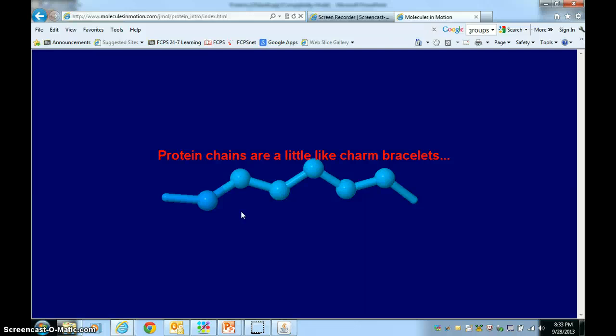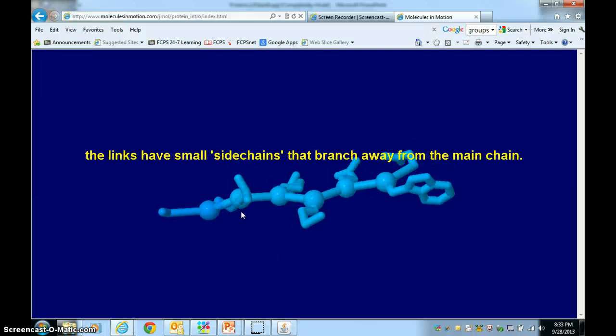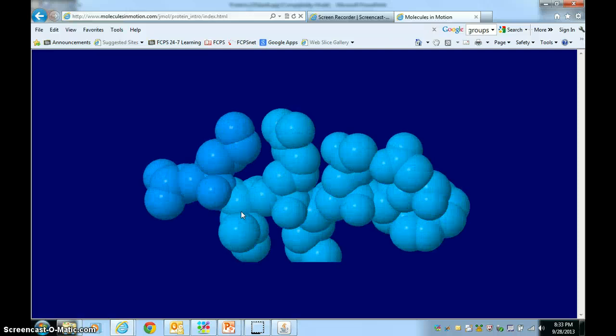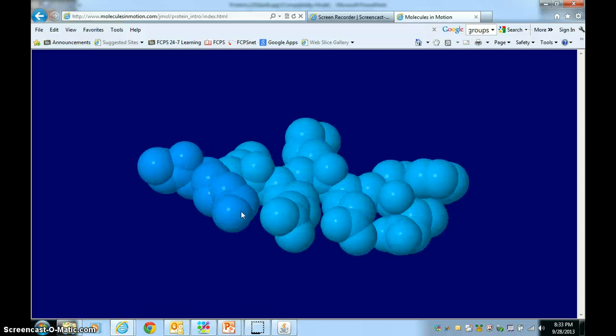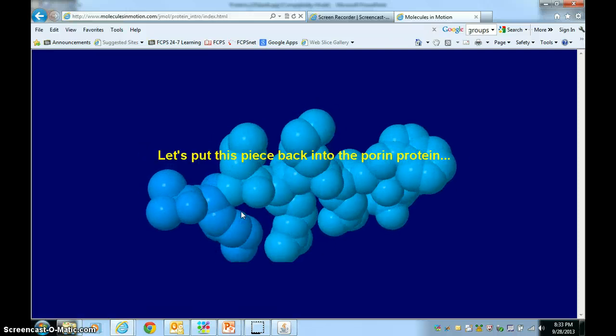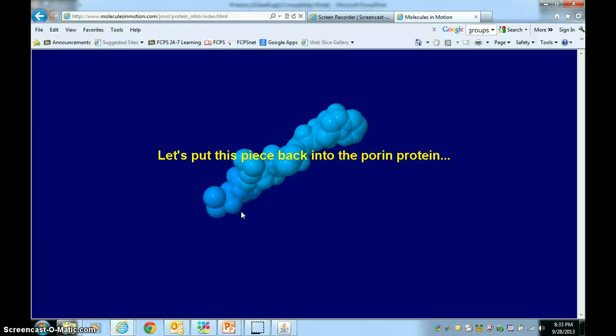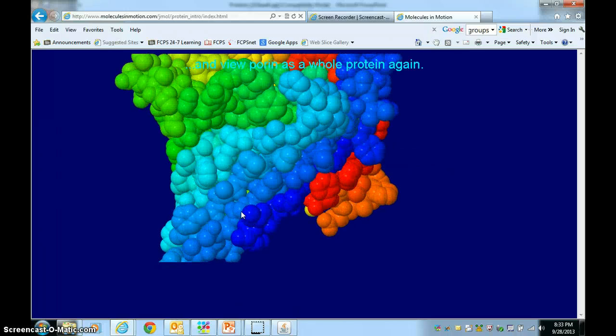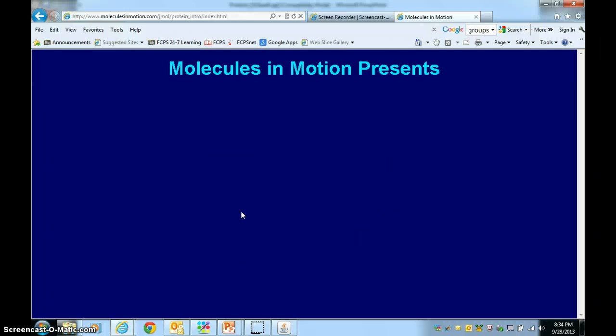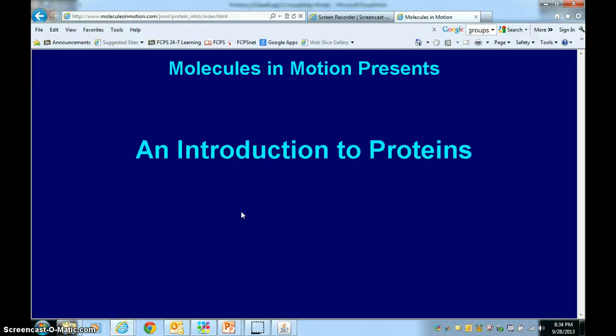And if you look at it closely, it's like a chain that's like a bracelet, and these chains are determined by the side chains, and basically the building blocks of a protein are amino acids. And then here's porin again as a whole protein. So when we study proteins, we look at what they're composed of and what the different parts are.